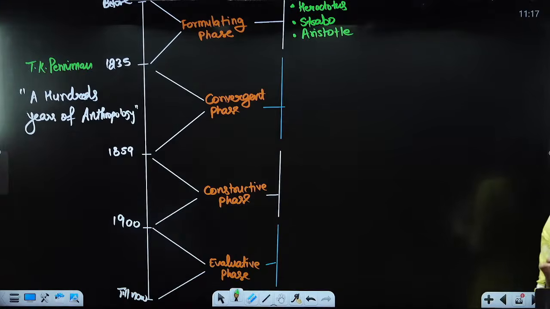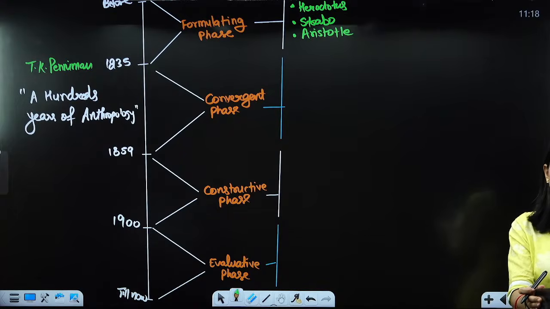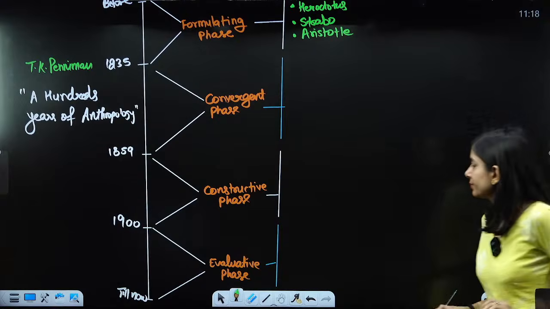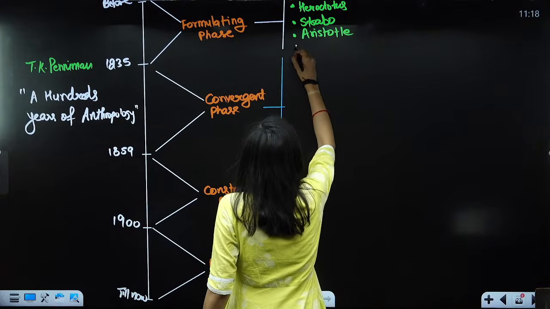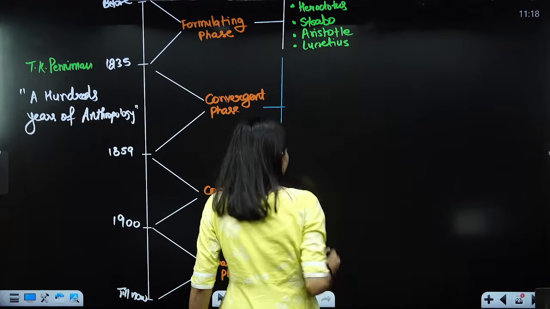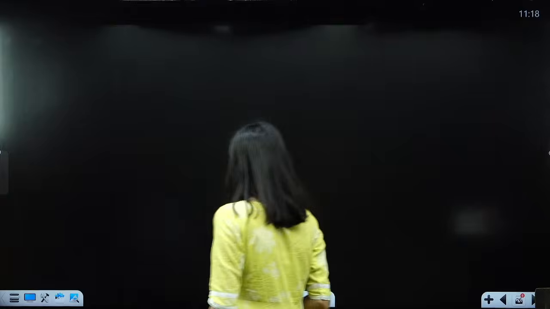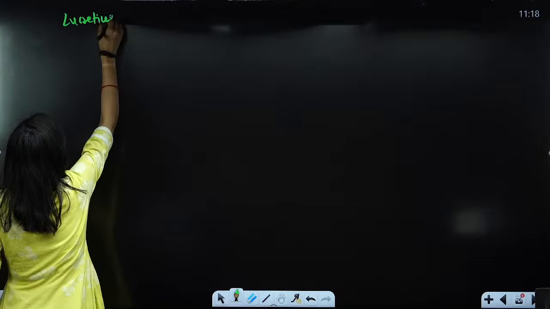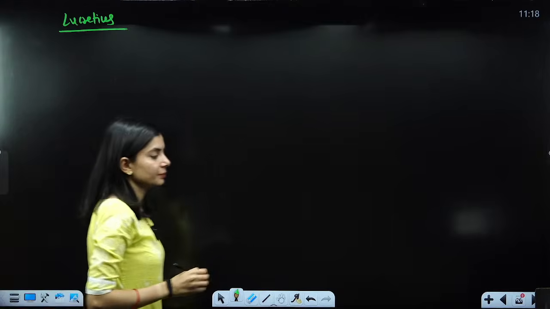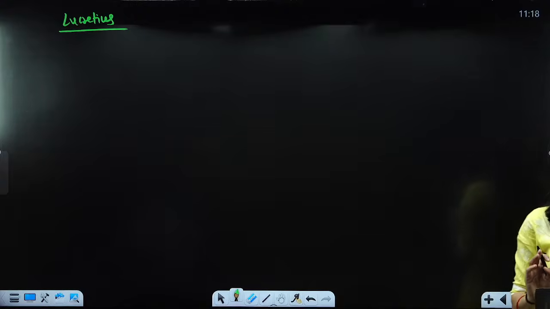Haji, next, the fourth person that we can call the earliest one in terms of anthropology was Lucretius. Okay, now let's study about him. So he was basically a Greek philosopher.